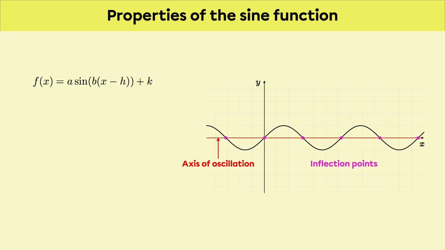The amplitude, denoted by capital A, is the distance from the axis of oscillation to the minimum point, or from the axis of oscillation to the maximum point. To calculate it, subtract the value of the minimum point from the value of the maximum point, then divide by 2. The amplitude is used to find parameter A.